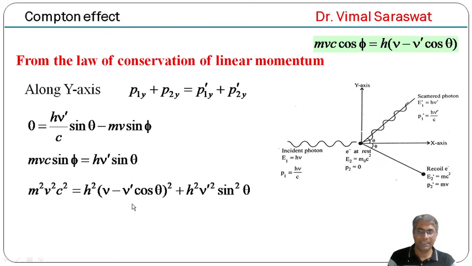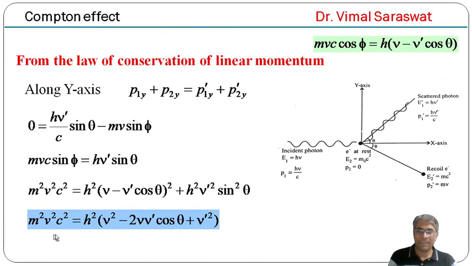So finally we get m²v²c² is equal to h², and from here ν² minus 2νν' cosθ, and also we have ν'² cos²θ, but here we also have ν'² sin²θ. So this will be equal to ν'².